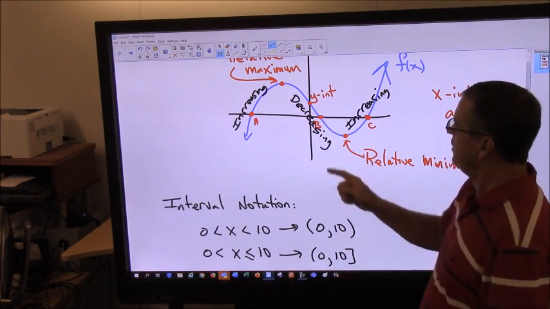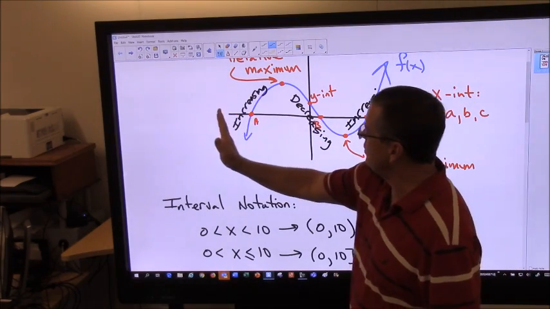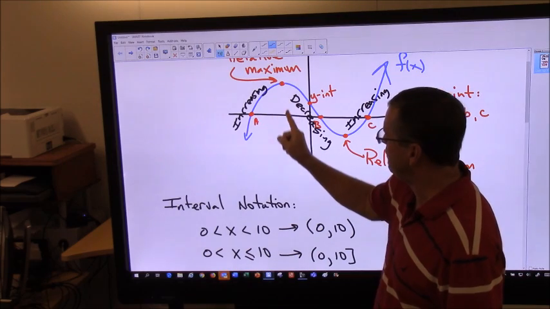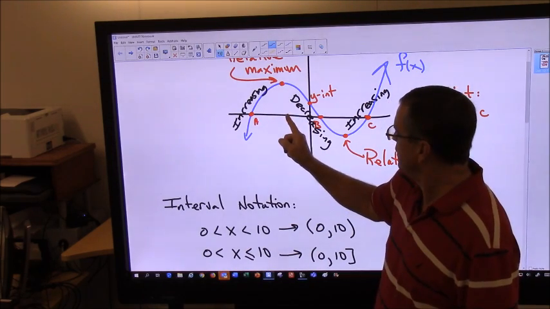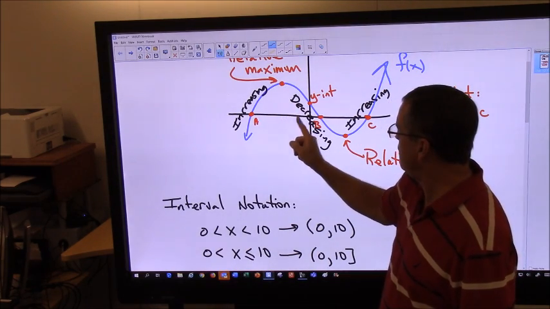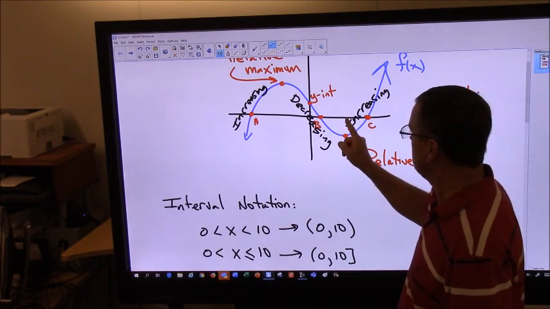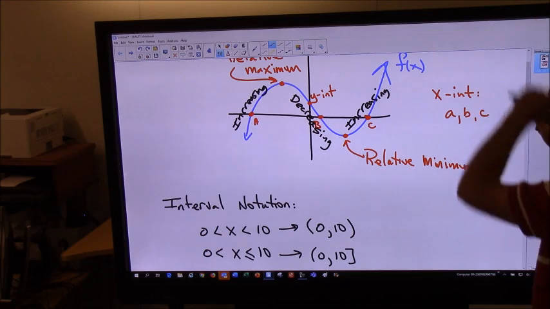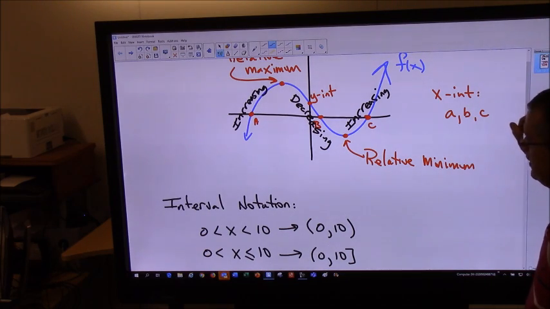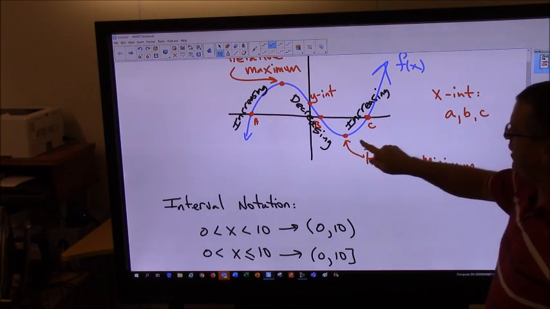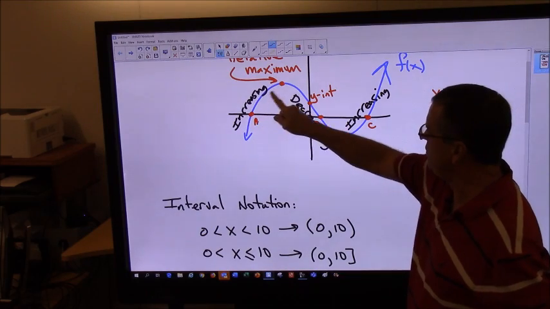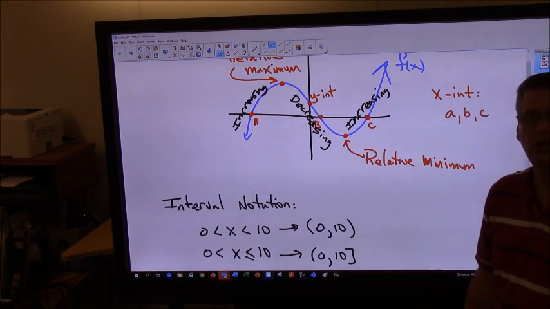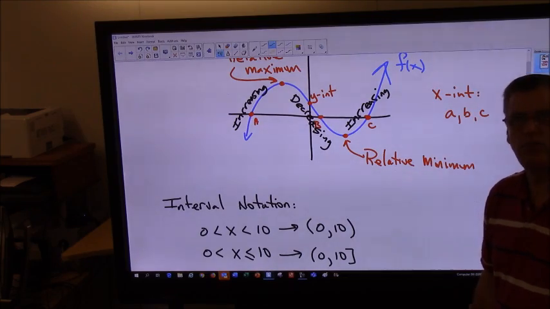It's so important. So if I want to know where this function is increasing, it's from x equals negative infinity all the way to x equals whatever this is. Where is it decreasing? It's from this x value all the way to this x value. And it's increasing again from this x value all the way out to infinity, because it just keeps on going up forever. Okay? So in order to find the interval where something is increasing or decreasing, you first of all have to know where the maximum and minimum points are. We've got to know where those are at.